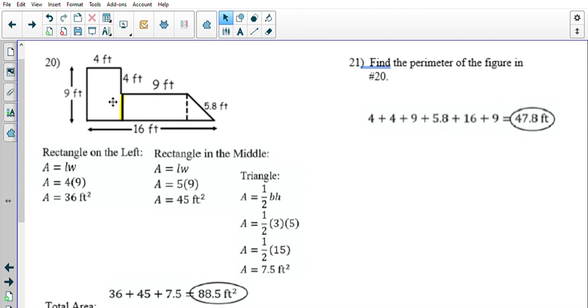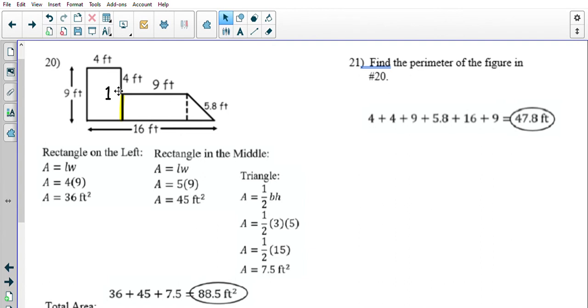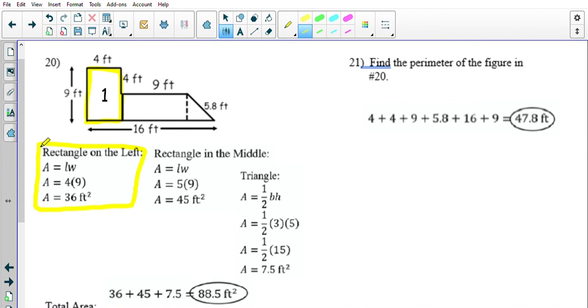So let's start off with our rectangle that's on the left, and that's going to be this one right here. And the dimensions of this, let me go ahead and highlight it in yellow, are going to be 9 by 4. So we've got 9 by 4 here. So I take 9 times 4, or 4 times 9, to get 36 feet squared for the area of region 1. Again, let me outline this in yellow so you see where it comes from.